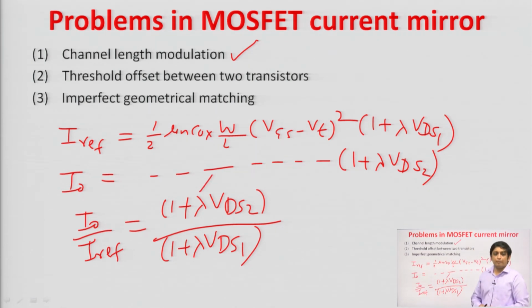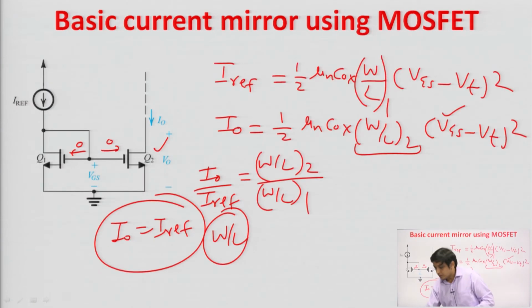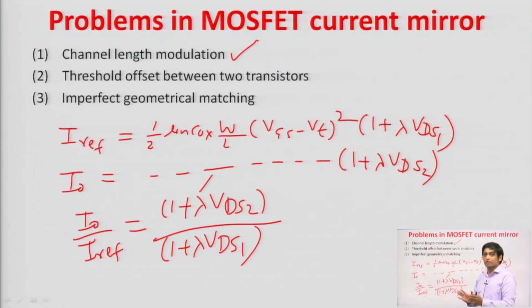So, what is happening here? See, practically this channel length modulation effect will be there, means lambda will be there. It means that the drain to source voltage of Q1 and Q2 should also be same. If it is not same, then there will be the variation in the output current. It will not be the same as input current, fine. So, in the circuit of the basic current mirror using MOSFET, we have talked about only VGS, but VDS, drain to source, also plays a role because of this channel length modulation effect. So, it is very important that the VDS of both the transistors should be same.